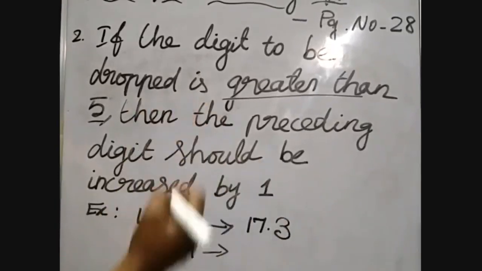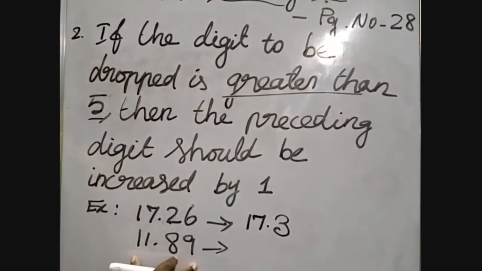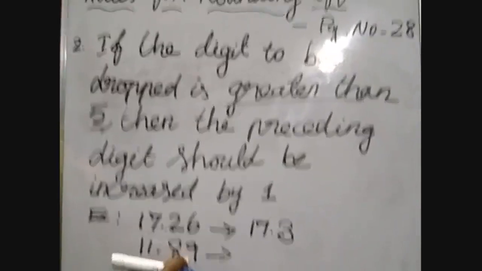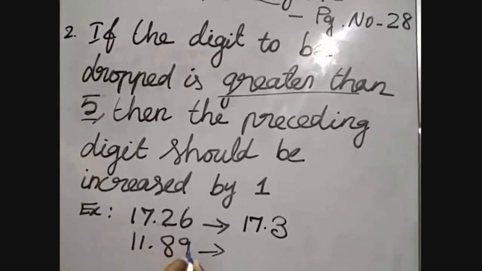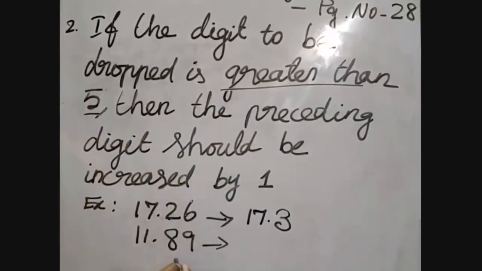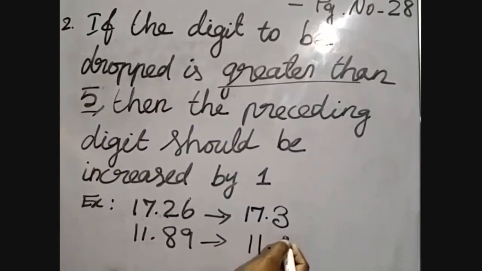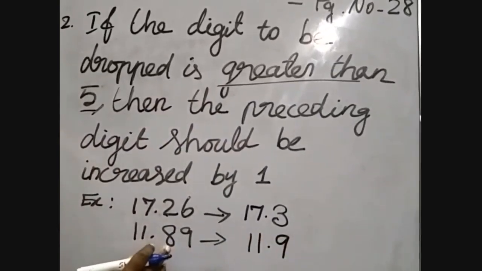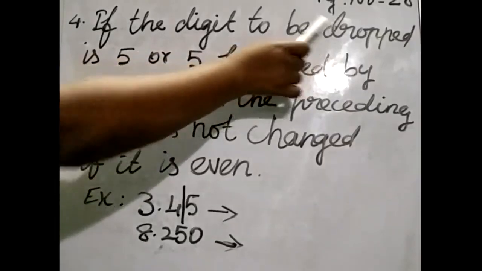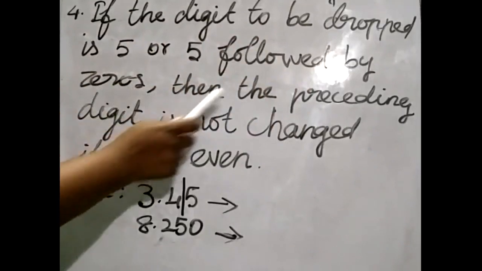2 plus 1, 3. Here also 11.89. We have a 4-digit number. Now we are going to round off this into 3 digits. Here the digit to be dropped is 9, which is greater than 5. So the preceding digit 8 will be increased by 1. So we can write this as 11.9. 8 plus 1, 9.